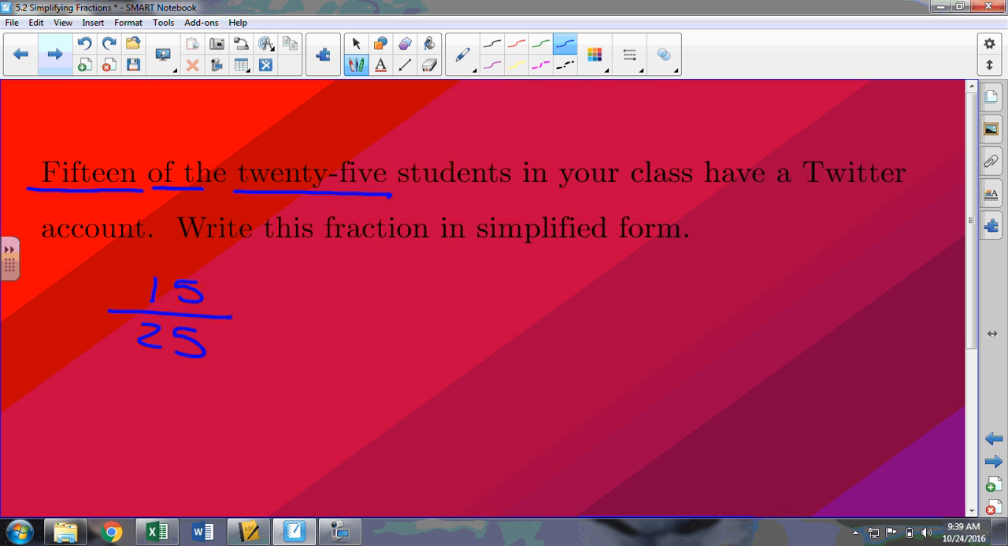So what could we divide by to simplify 15 and 25? We divide out by 5. 15 divided by 5 equals 3. 25 divided by 5 equals 5. And so we have our simplified fraction 3/5. And we're done.